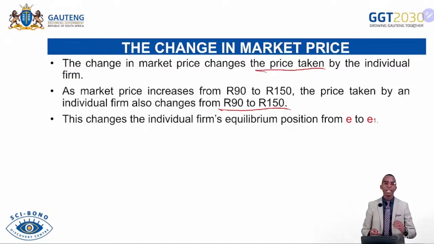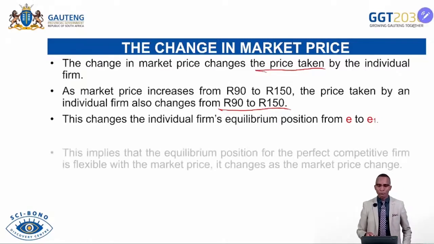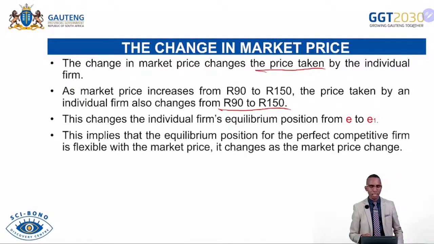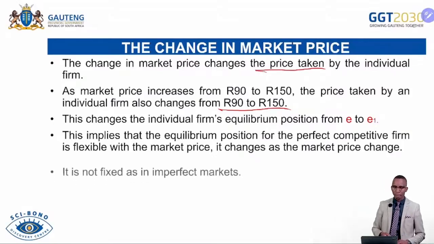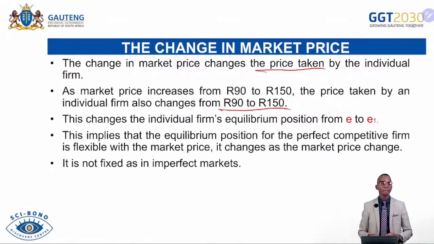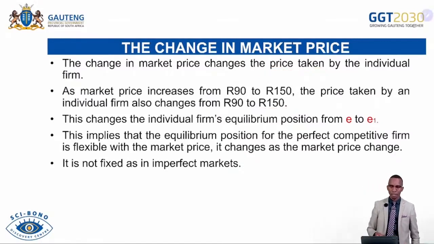You have seen that the position has changed from E to E1, indicating that the price has increased from the market, then the firm has to take the price as it is. This implies that the equilibrium position for the perfect competitive firm is flexible with the market price. It changes as the market price changes. It is not fixed as in the imperfect market. Like I've said, it will be discussed again in the lesson for the imperfect market.